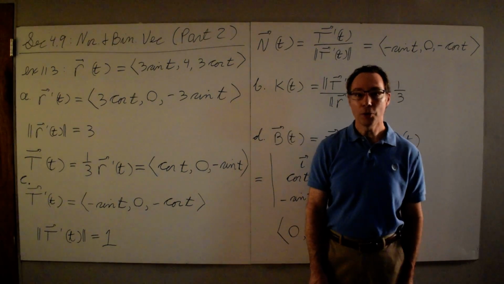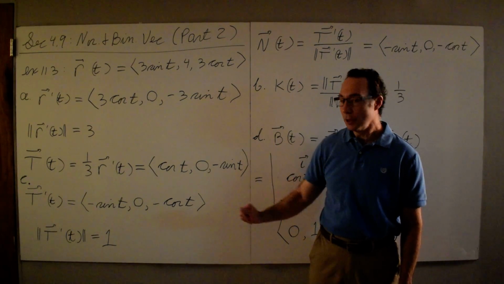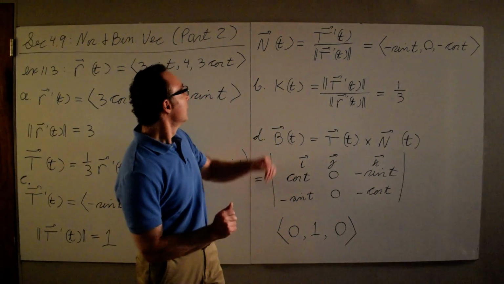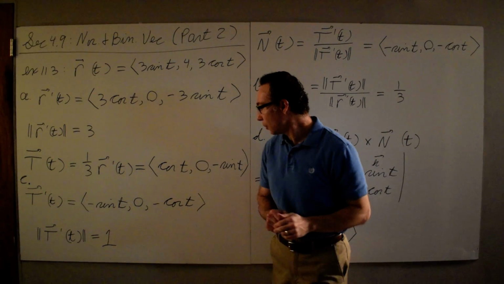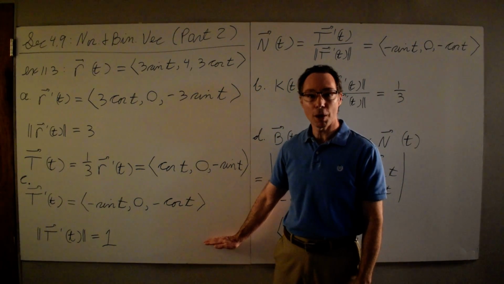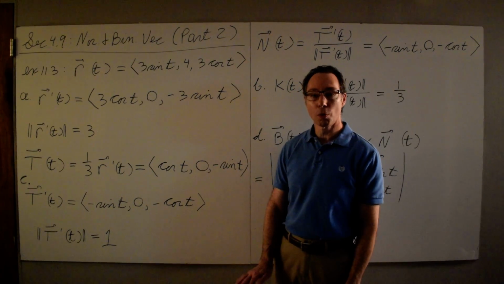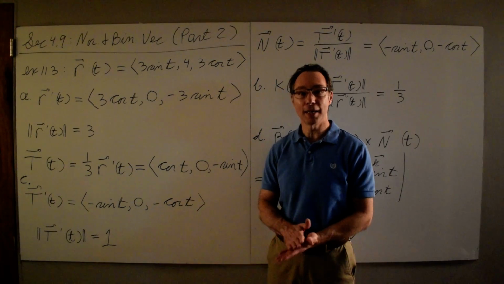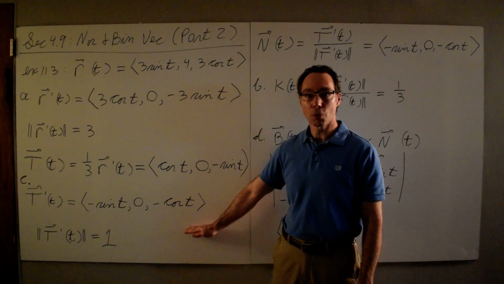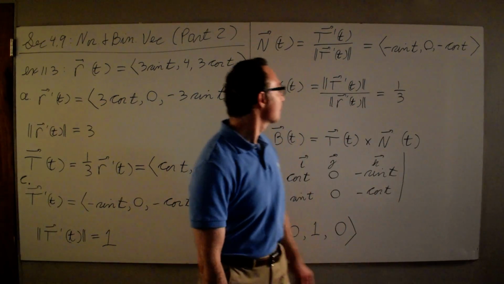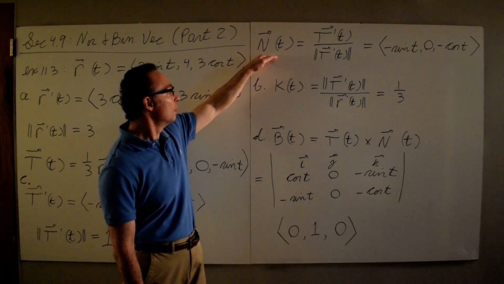And then to find the unit normal vector, we calculate t prime. And the unit normal vector, by definition, is t prime divided by the magnitude of t prime. For this particular example, the magnitude of t prime happens to be 1. This doesn't always happen. That's why the unit normal vector is defined the way that it is. We divide by the magnitude of t prime. Generally, that's not equal to 1, but for this example it is. So in this case, the unit normal vector is simply t prime.